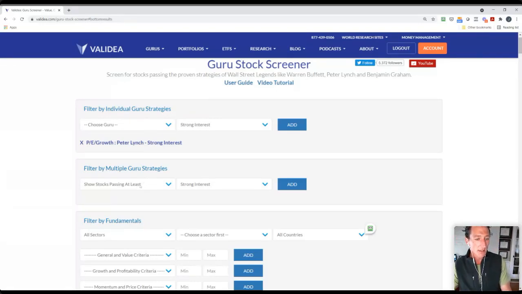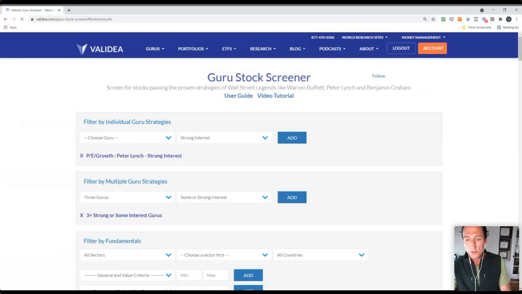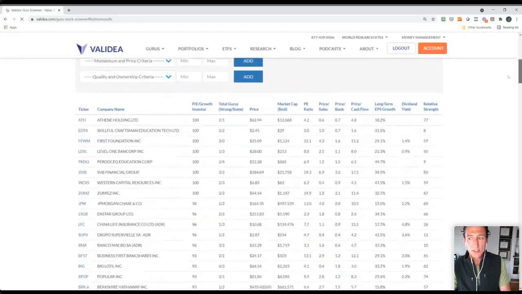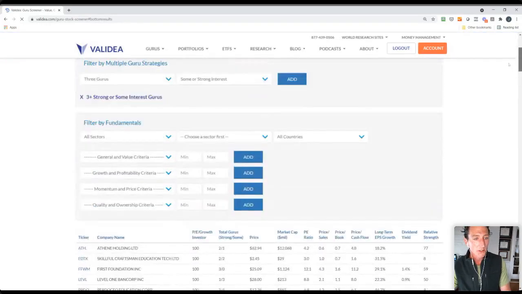And let's say, well, okay, but we have way too many, but let's filter the list even more and say, well, I want more consensus among the gurus. So I want to see stocks that pass the Lynch model as the base, but they pass maybe 3 other guru strategies with either strong interest or some interest, which is 80% or better. So when we add this in, you can now start to refine the list. It's still long, but you're starting to get more.